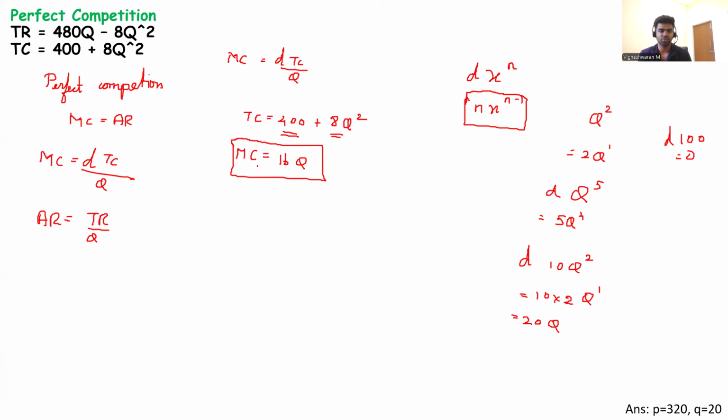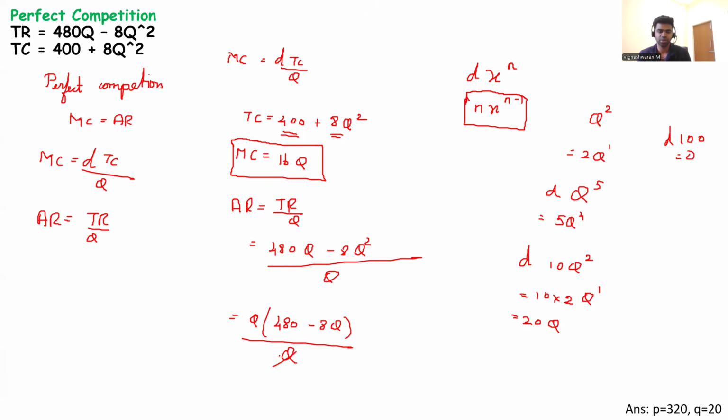Now we found MC. Let's find AR. Average revenue is equal to total revenue divided by quantity. What is total revenue? 480q minus 8q square, divided by q. If you take q outside in the numerator, it will be 480 minus 8q divided by q. So q will get cancelled. So average revenue is equal to 480 minus 8q.